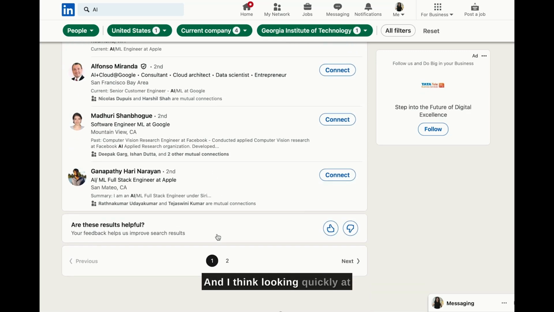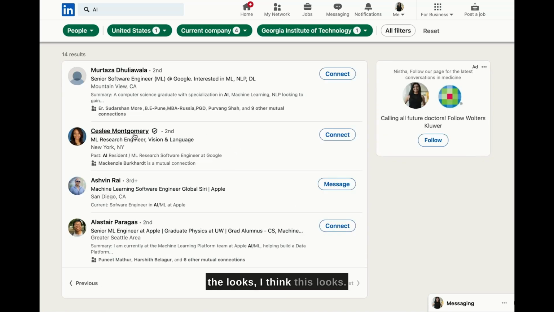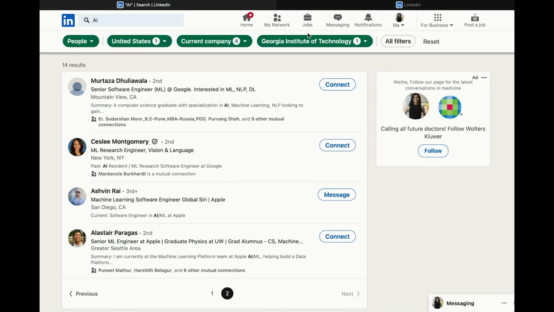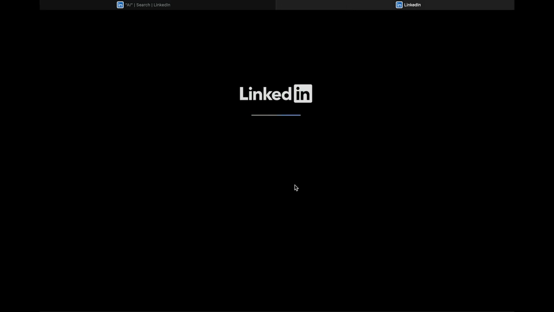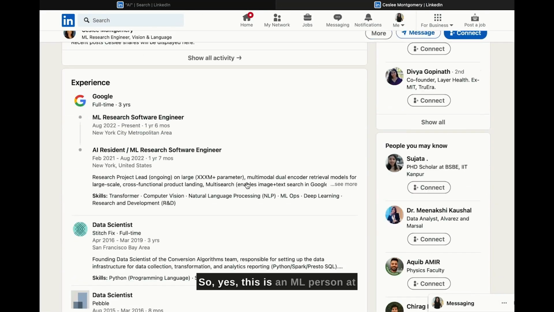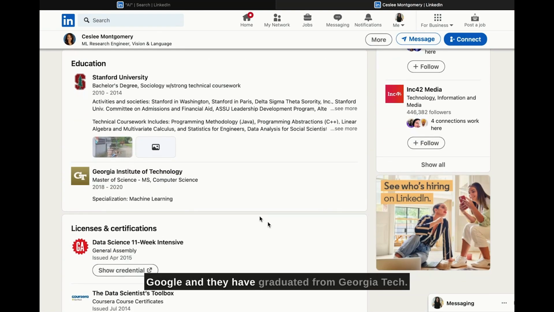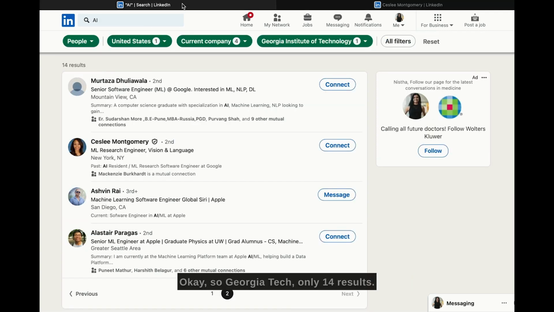Looking quickly at the results, I think this looks okay. Let me verify that this is correct. So yes, this is an ML person at Google and they have graduated from Georgia Tech. So yes, the search results look okay. So Georgia Tech, only 14 results.